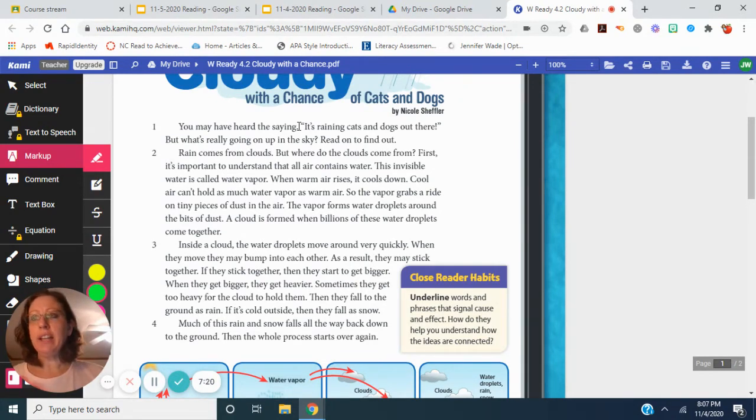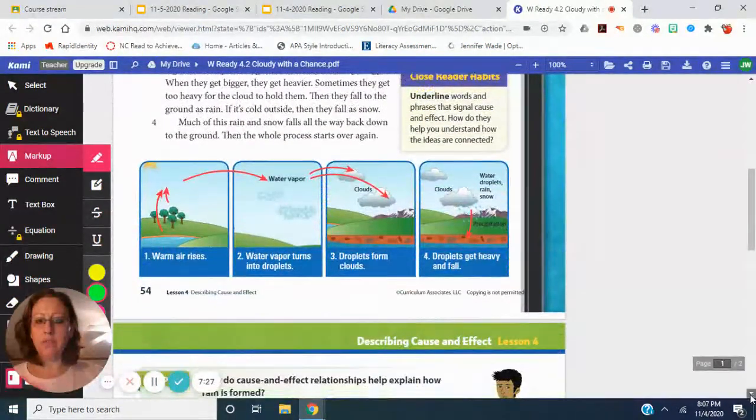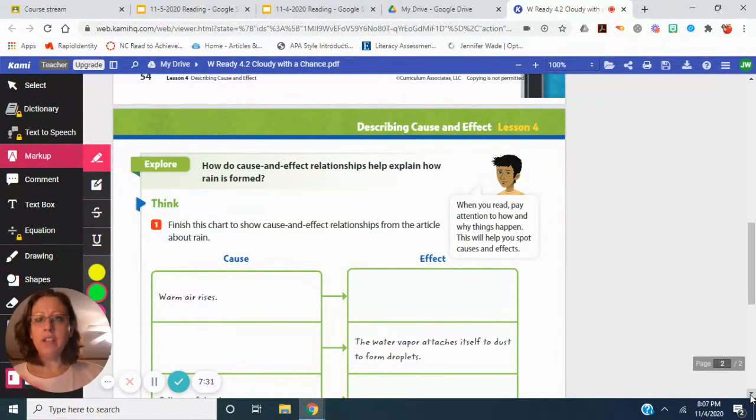Now let's go ahead and look at the cause and effect chart on the second page. And it says, "How do cause and effect relationships help explain how rain is formed?" When you read, pay attention to how and why things happen. This will help you spot causes and effects. So I know that cause is why something happened, and the effect is what happened.